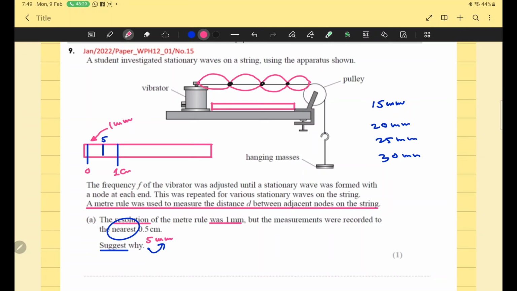Sir, nodes do not look so sharp as they appear while teaching, but practically nodes are not such sharp nodes, so it is very difficult to judge the position of the node, so you cannot easily measure, you cannot measure accurately the length of each loop, so it is the problem.